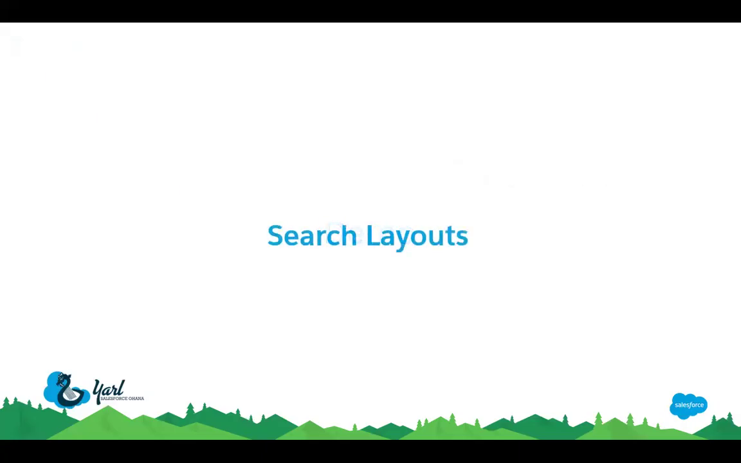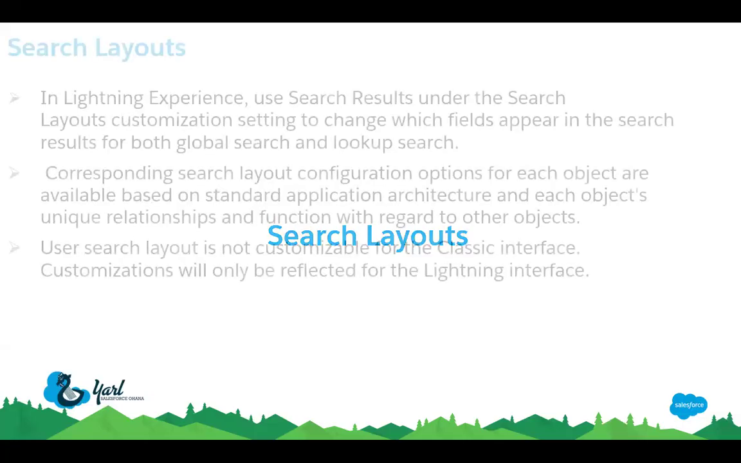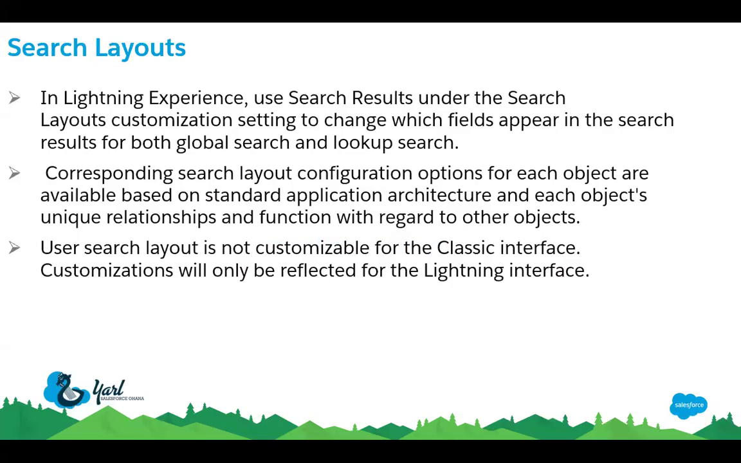We have already shown there is something called search layouts. In Lightning Experience, use search results under the search layout, customizing settings to change which fields appear in the search results of both global search and lookup. Corresponding search layout configuration options for each object are available based on standard application architecture and each object's unique relationships and function with regard to other objects.